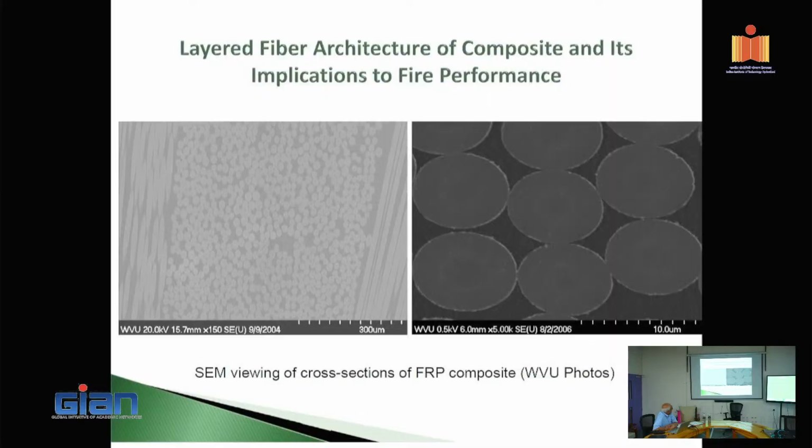This is the SEM view, layered fiber architecture of a composite. Let's look at the implications of it before and after fire. Obviously, that's before the fire. As you can see, this is one layer, one laminate type thing, if you want to call it. This is another laminate type thing. So you have this alternatively. That is the cross section under SEM.